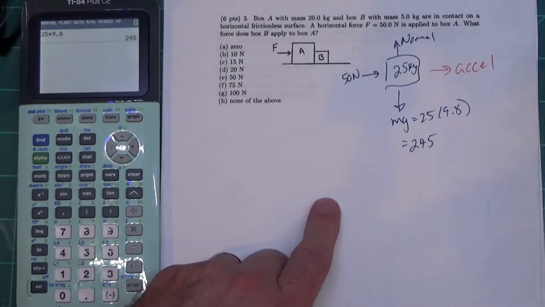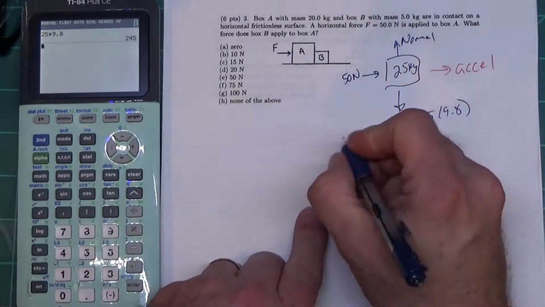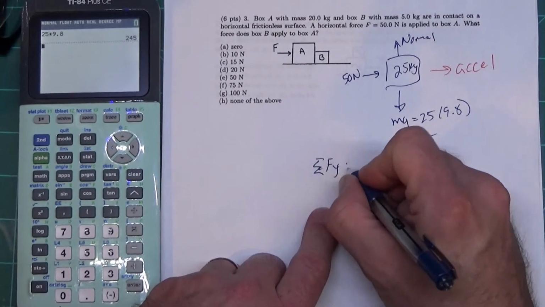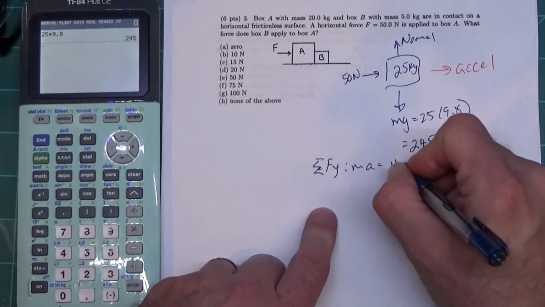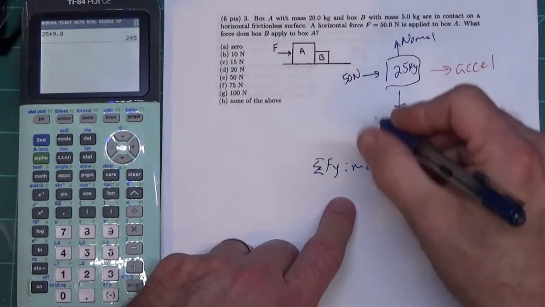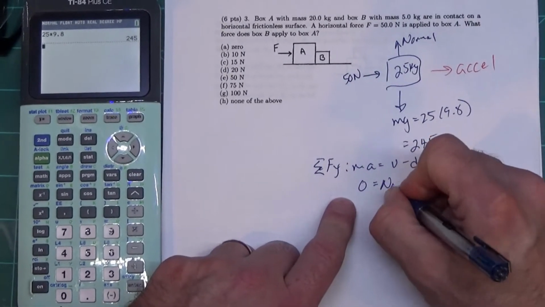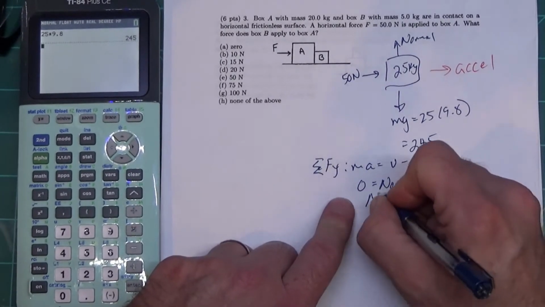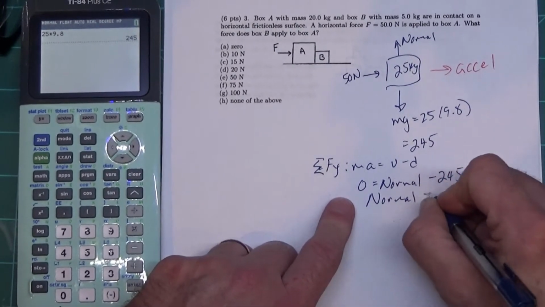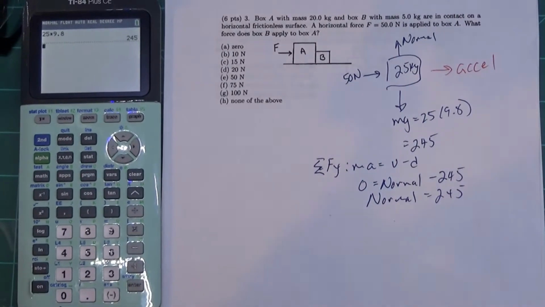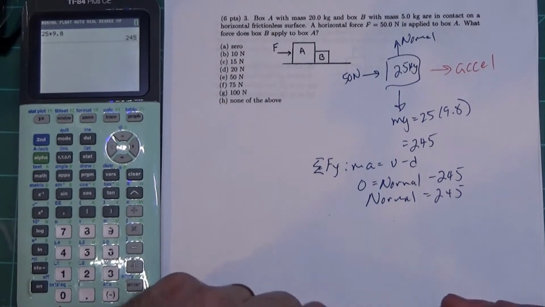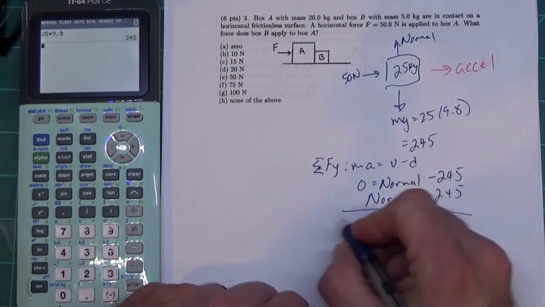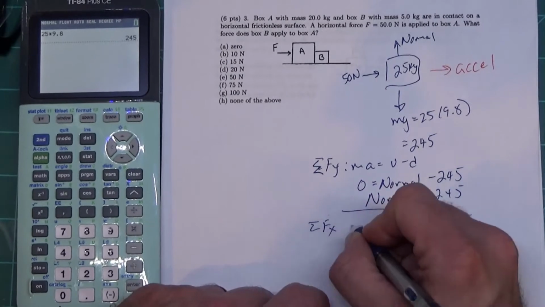Next step is sum of the forces in the y. So I'm going to come up here and do sum of the forces in the y. And that'll be ma equals up minus down. It's not accelerating up, so 0 equals normal minus 245. So my normal force equals 245. Now there's no friction, so I get to skip the friction step, which would be friction equals mu times normal. I get to go straight to sum of the forces in the x.